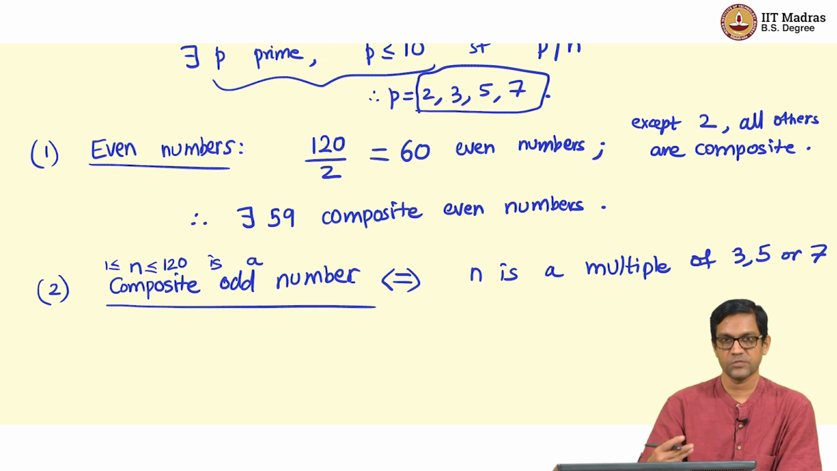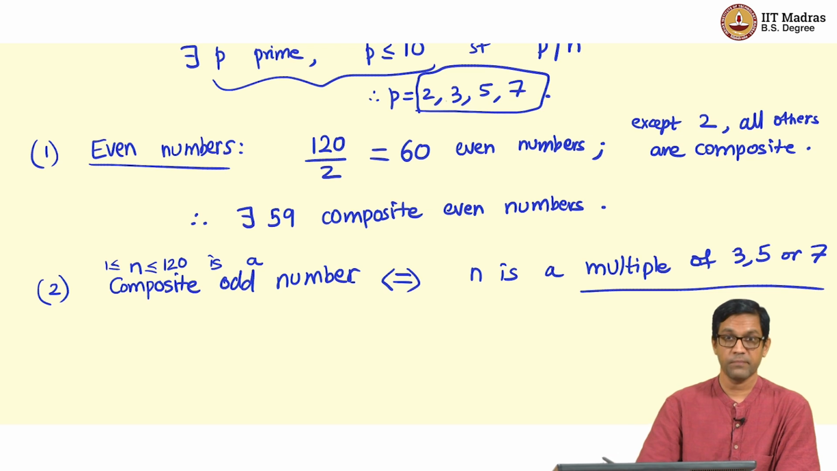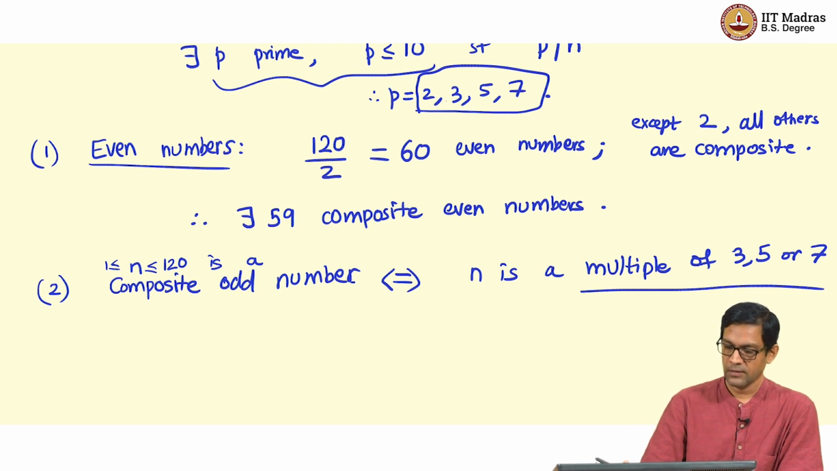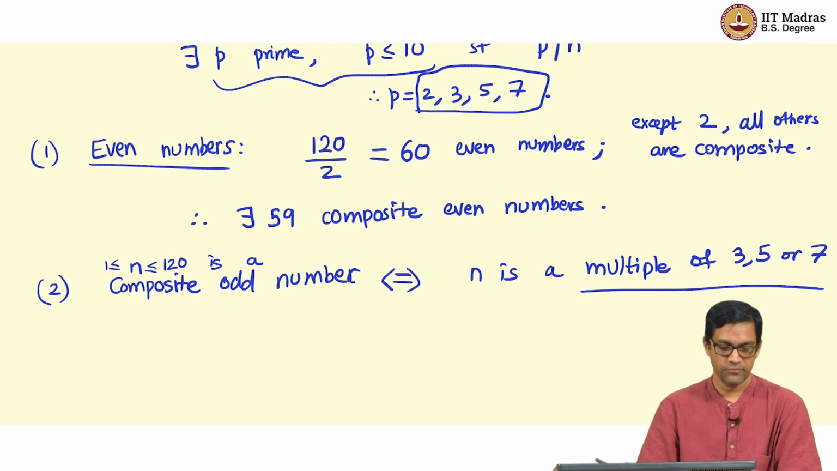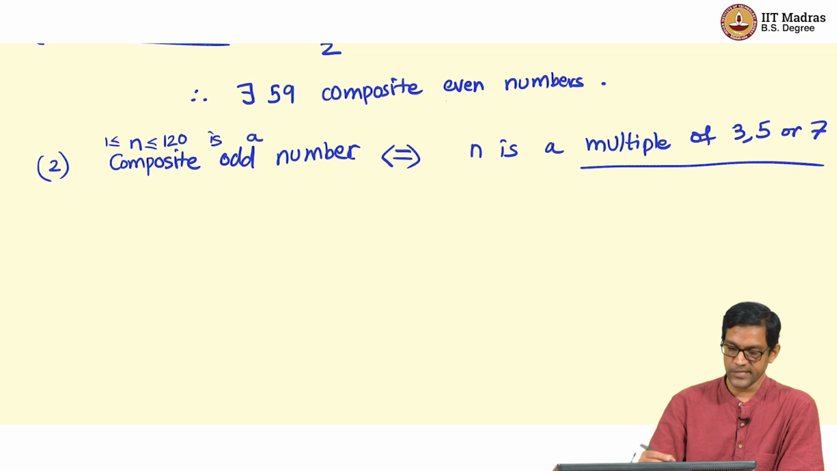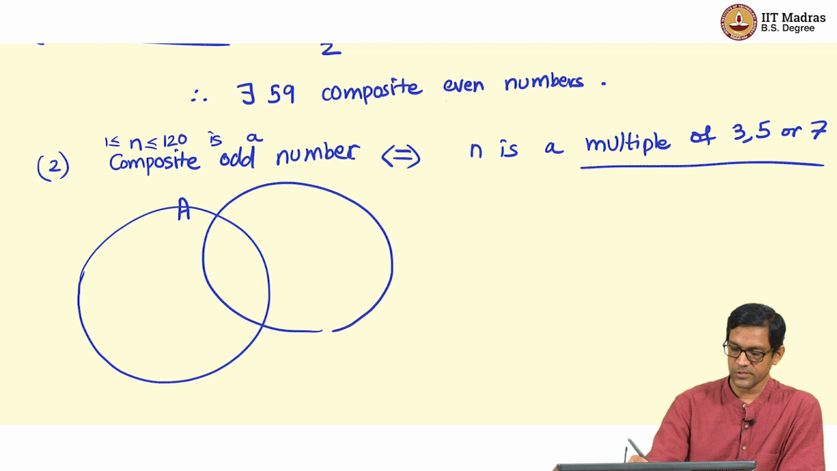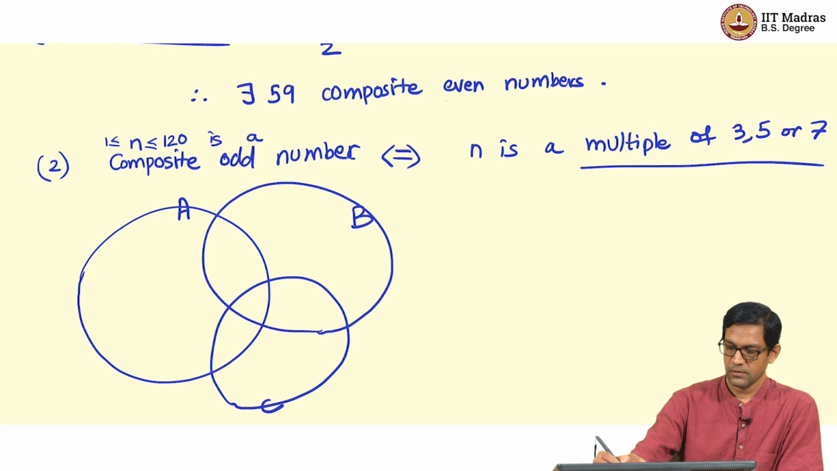It can also be a multiple of more than one of them, that is all right. So that is the observation. Now we are down to trying to calculate how many multiples of 3, 5 and 7 there are, but how does this fit into the framework of inclusion exclusion? So let us draw our 3 sets. The first set is A, which is all multiples of 3, B, which is multiples of 5, and C, which is multiples of 7.